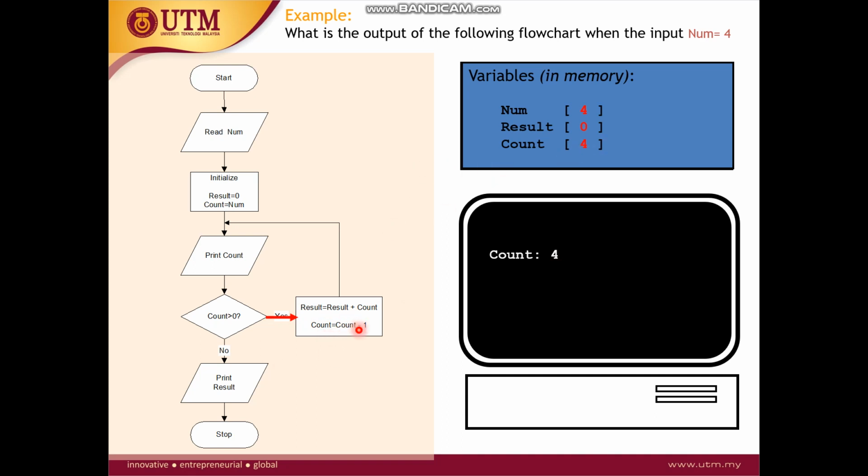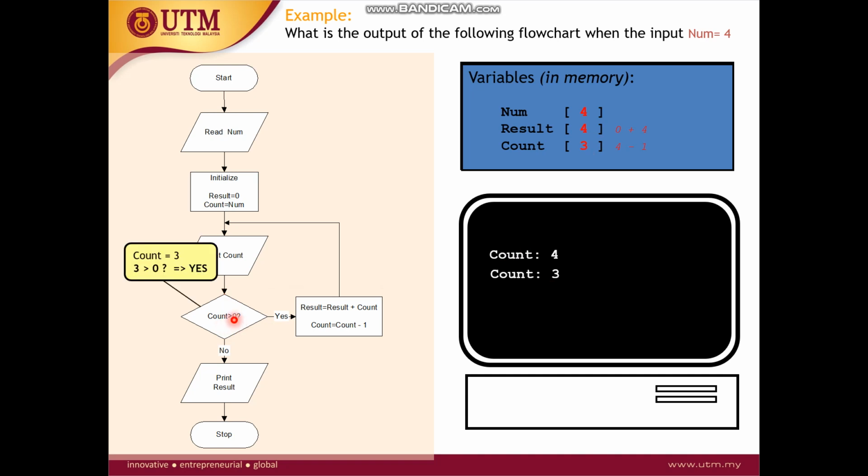It decreases itself by 1. This is the new count, this is the old count. The old count was 4, minus 1 is going to be 3. Okay, let's see what happens. So the result is going to be 4, the count is going to be 3, and the program comes back here and it says print count again. How much is count now? It's 3, so count equals to 3, and the program comes here, 3 greater than 0, yes.